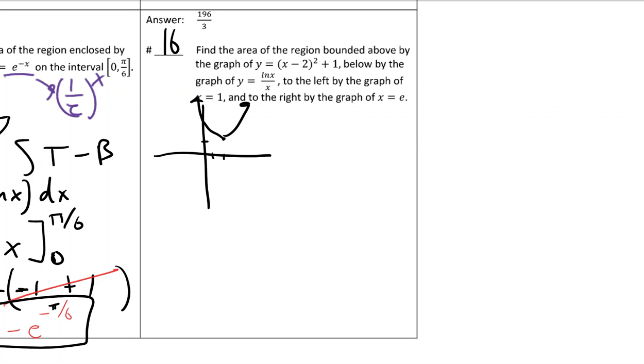Okay, in 16, there's a parabola that's been shifted right 2 and up 1. So that one's pretty easy to do. With the other graph, I had to make a table and plot a few points before I felt comfortable about what it looked like. But it was roughly something like this.